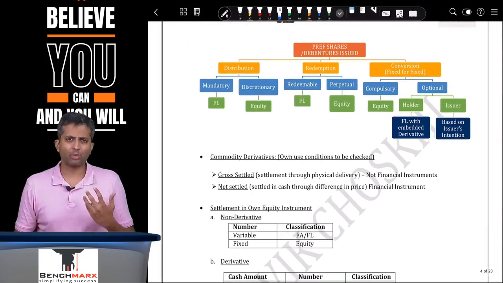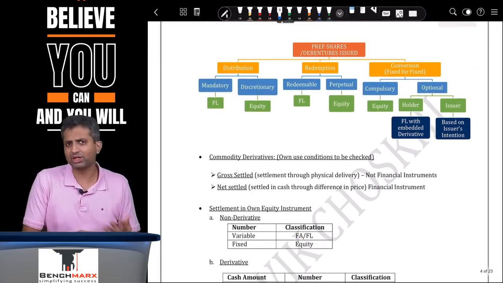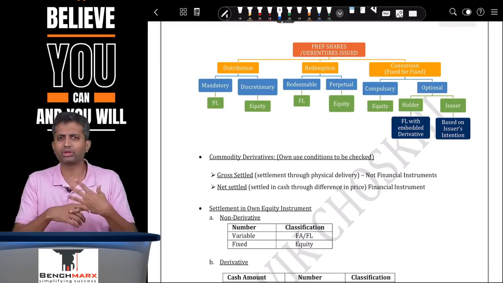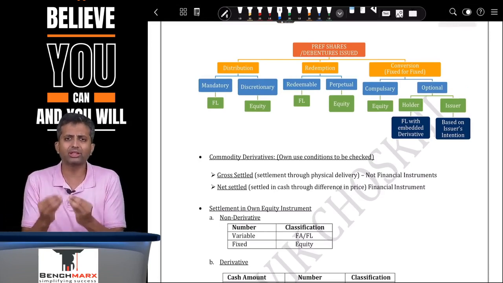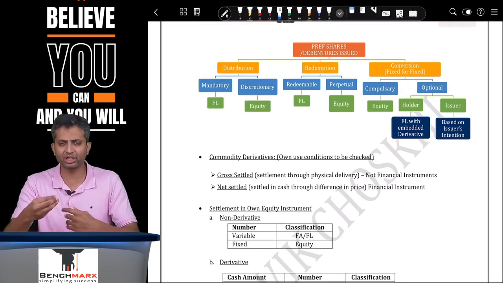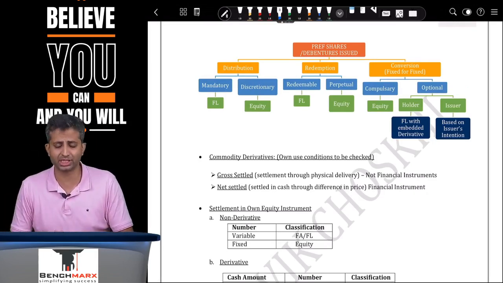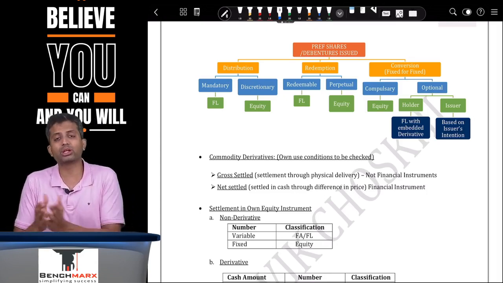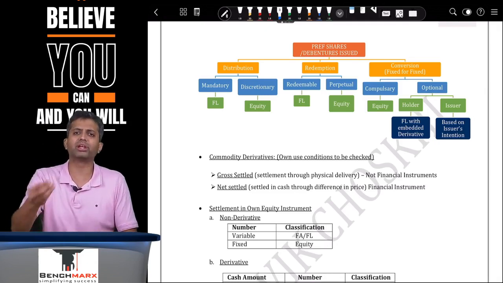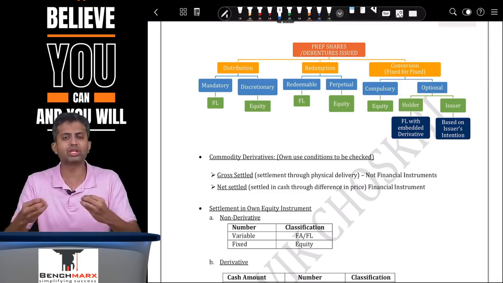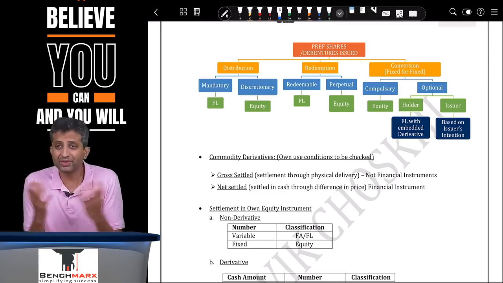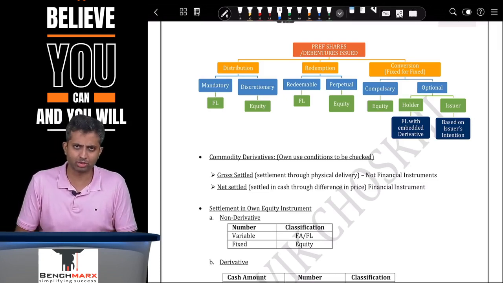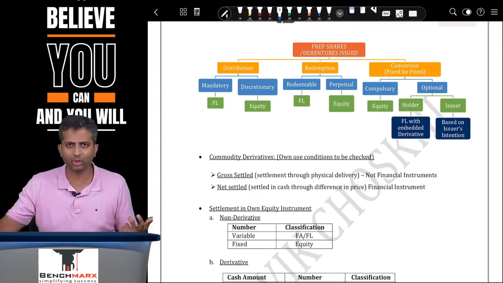Now apart from that, there are commodity derivatives. Usually derivatives can be currency derivatives, equity derivatives, or bond derivatives. In all of these cases, whether the settlement happens gross, that is by physical delivery, or net, that is by net differences in cash, it is considered to be a financial instrument. However, when we look at commodity derivatives, it is possible that the settlement may happen physically, in which case we have a contractual right to receive goods, physical commodities like sugarcane for example.